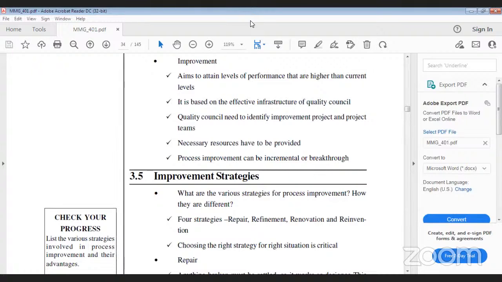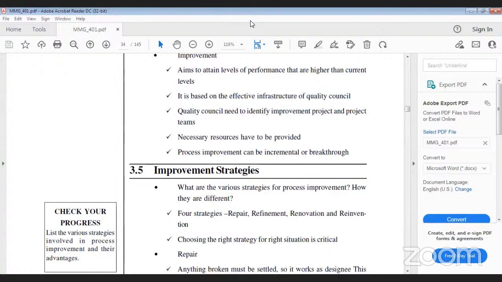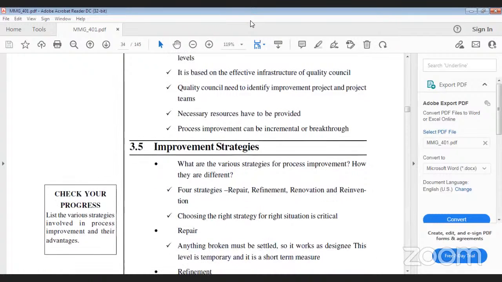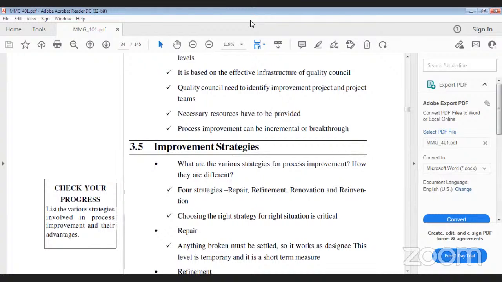What are the various strategies of process improvement, and how are they different? There are four strategies here: repair, refinement, renovation, and reinvestment. These are the four R's. Choosing the right strategy for the right situation is critical.